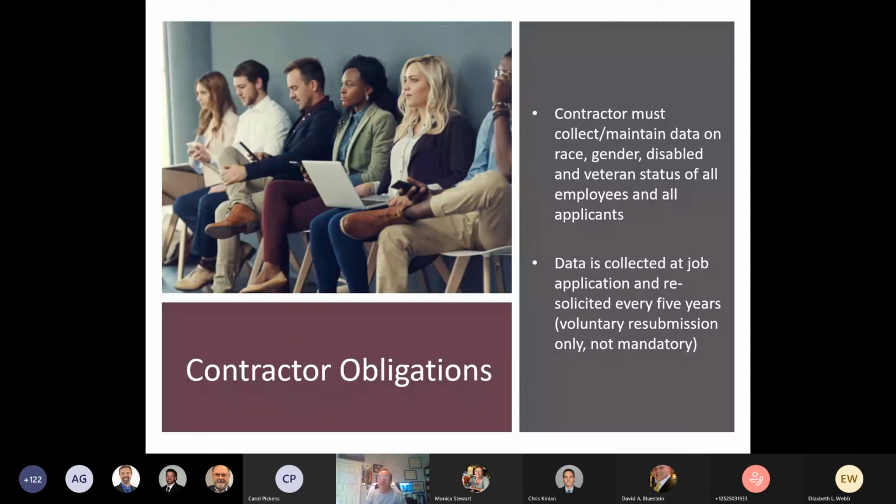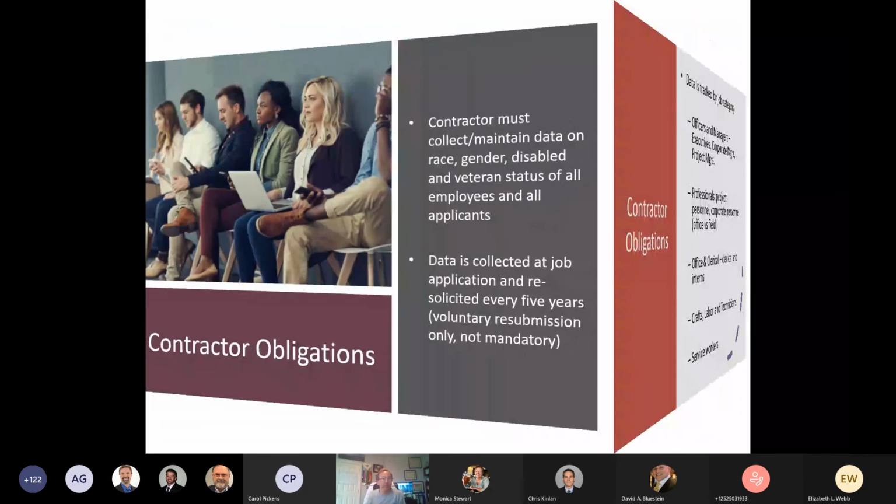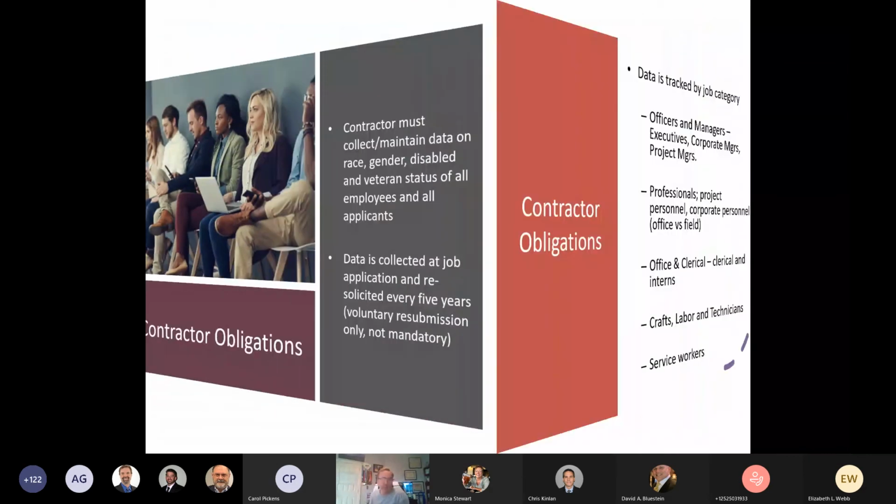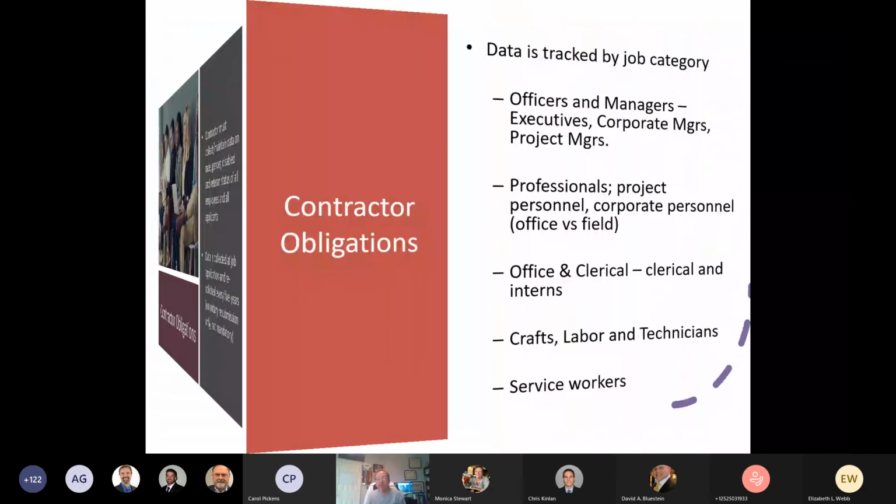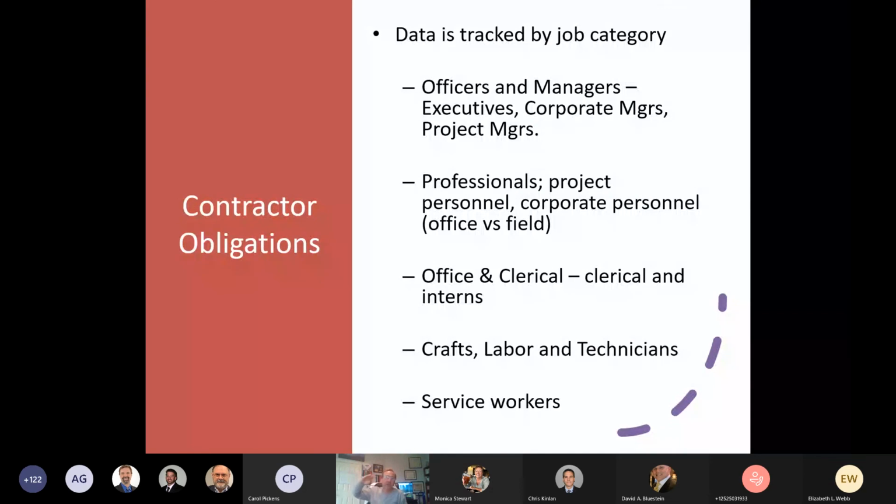Okay, how is that data analyzed? It's tracked by job category, and there's, I think, 7 different categories. We don't necessarily have employees in all of them. For example, one of the categories is sales. We don't have that, but we look at officers and managers, professional employees, office and clerical, craft, labor, and trade, and then service workers. I also don't think we had any service workers in our last audit, but they might get lumped in with the craft and labor.